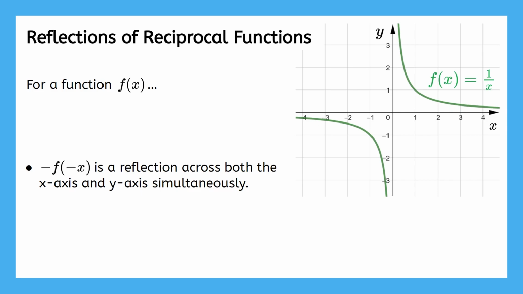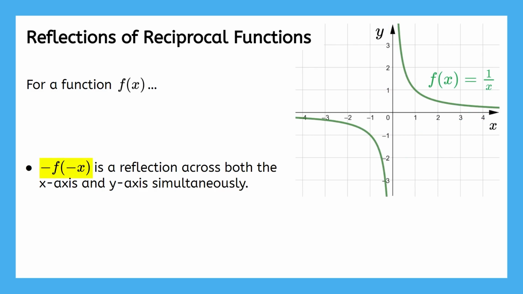Ready for the answer? As we discussed before, when we're doing reflections across both axes, it doesn't matter which way we reflect first, so we can start with either axis. Let's reflect across the x-axis first, and then the y-axis. We actually have exactly the same graph we started with.